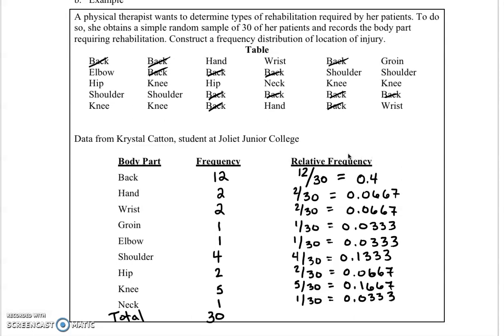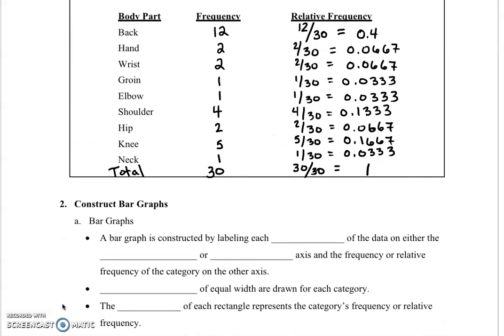Now remember, if we add all the relative frequencies up, we should get 1. If we add them up as fractions, we should get 30 over 30. And if we add it up as decimals, we should still get 1. Which we will if we do that. I'm going to end this video here, and we'll pick up in the next video with bar graphs.